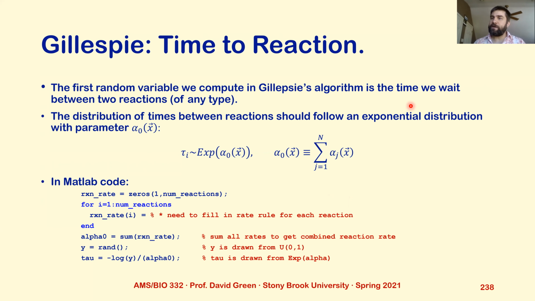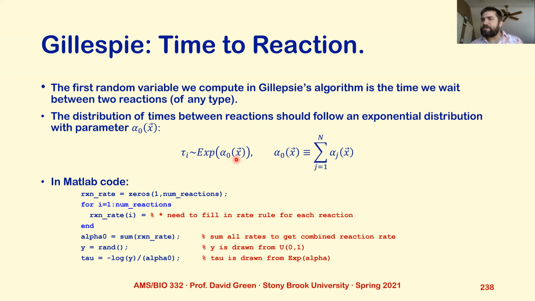A reaction just happened. How long do we have to wait for the next one? We do this, we add up all of the individual rate rules, and then find a random number that comes from a probability exponential distribution of that. Now, you might ask, how do we do that? How do we actually find a random number from a particular distribution?